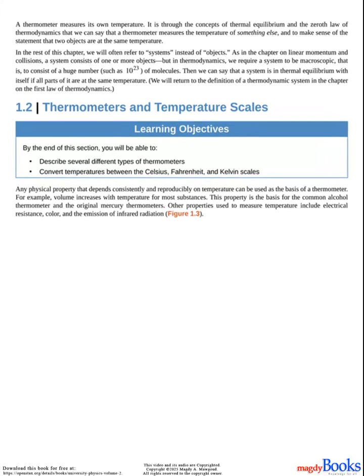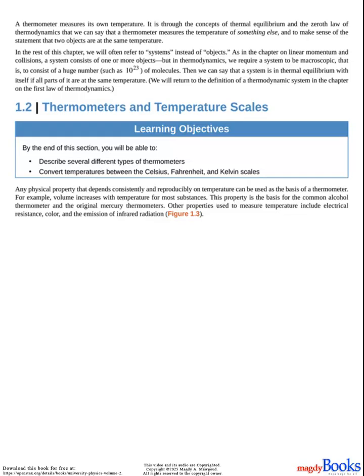Section 1.2, Thermometers and Temperature Scales. Learning Objectives. By the end of this section, you will be able to: 1. Describe several different types of thermometers. 2. Convert temperatures between the Celsius, Fahrenheit, and Kelvin scales.